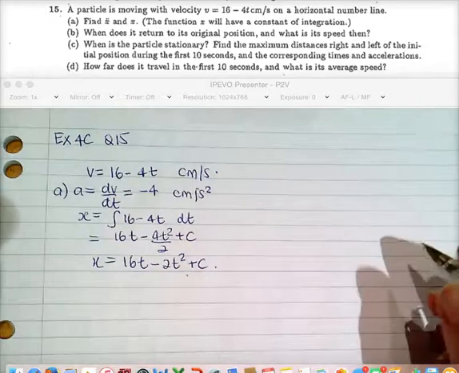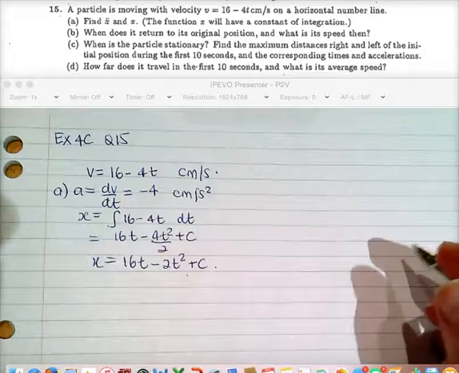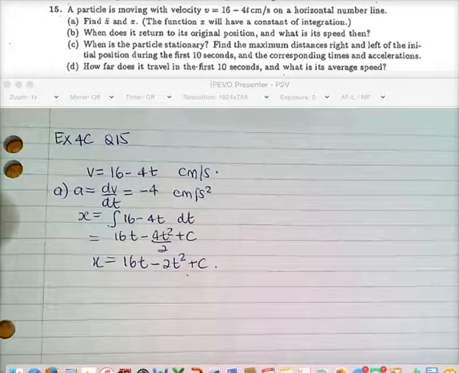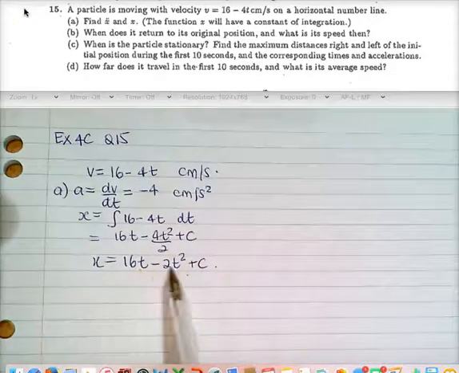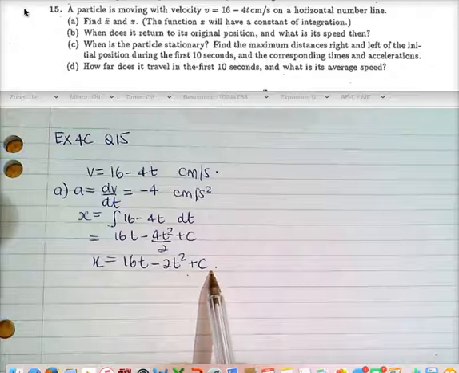Now, it says, when does it return to its original position? And what is its speed then? This is a concave down parabola. We don't know what the plus c is, okay?